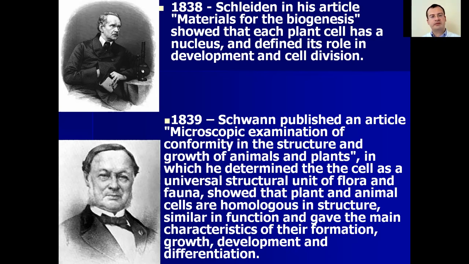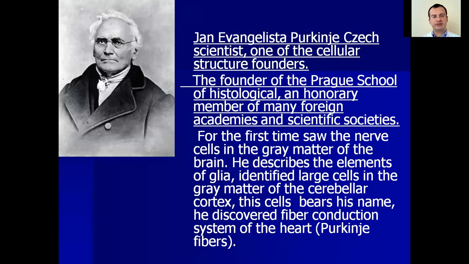In 1839, Schwann published an article, Microscopic Examination of Conformity in the Structure and Growth of Animals and Plants, in which he determined the cell as a universal structural unit of flora and fauna. He showed that plant and animal cells are homologous in structure and similar in function, and gave the main characteristics of their formation, growth, development, and differentiation.